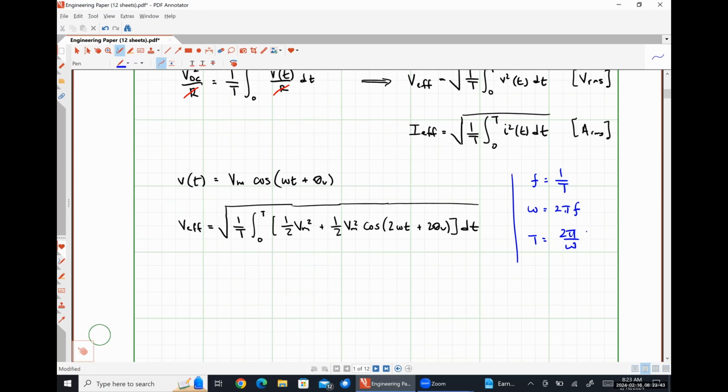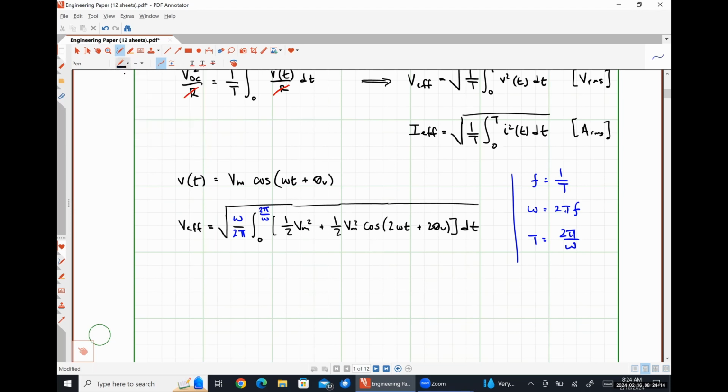Let me double check and make sure it's not omega over 2. No, omega over 2 pi would just be f. Yeah, 2 pi over omega. So all I'm going to do here really quickly is just replace this 1 over t with omega over 2 pi and replace this t with 2 pi over omega. And now I'm in a good place to do things, right?